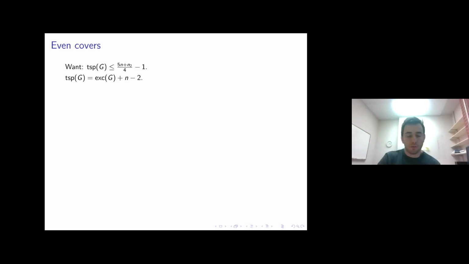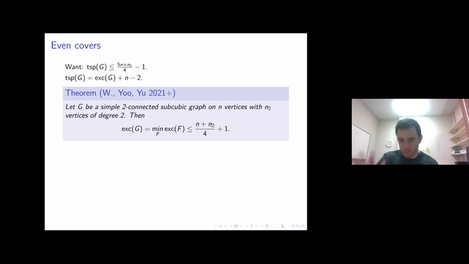So our goal originally was to show TSP(G) was below this bound, but since that's too hard, we work with excess, so we actually want to bound the excess. This is closer to what our main result says: if G is a 2-connected subcubic graph, then the min excess is at most n + n^2/4 + 1. That's what we want to prove.